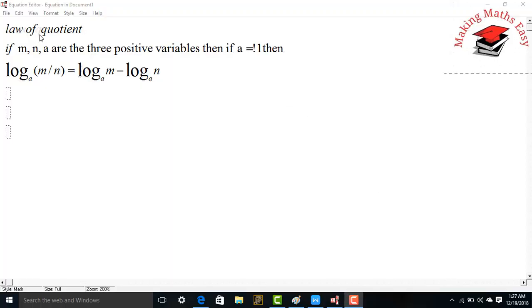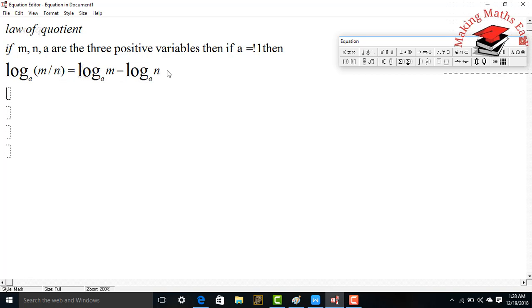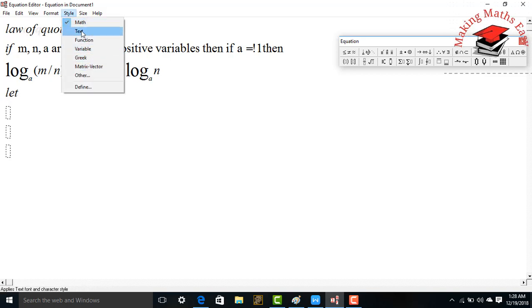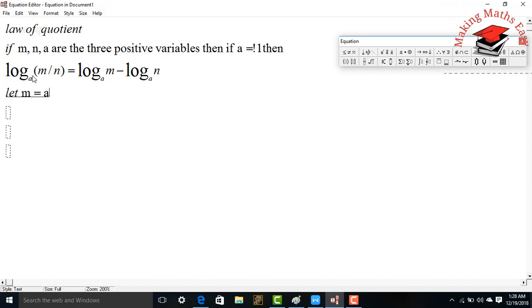So the second law is the law of quotient. If m, n and a are positive variables such that a is not equal to 1, then log of m divided by n base a is equal to log of m base a minus log of n base a. Now we have to prove this. So first of all, let us consider m equal to a raised to x, and n equal to a raised to y. We have only assumed these values.